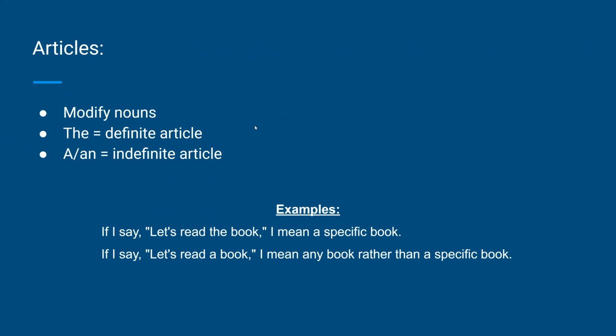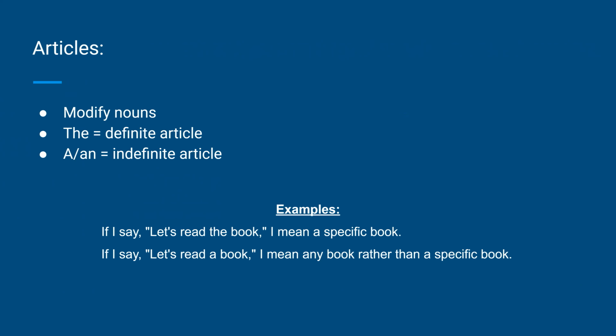Now for articles. Articles modify nouns. It's a, an, or the. The defines a specific article. A and an are used as indefinite articles. That means we are not specifying a specific item when we are talking. So if I say, let's read the book, I mean a specific book. So often when you have that kind of specific article, definite article, you're talking about, let's read the class textbook.